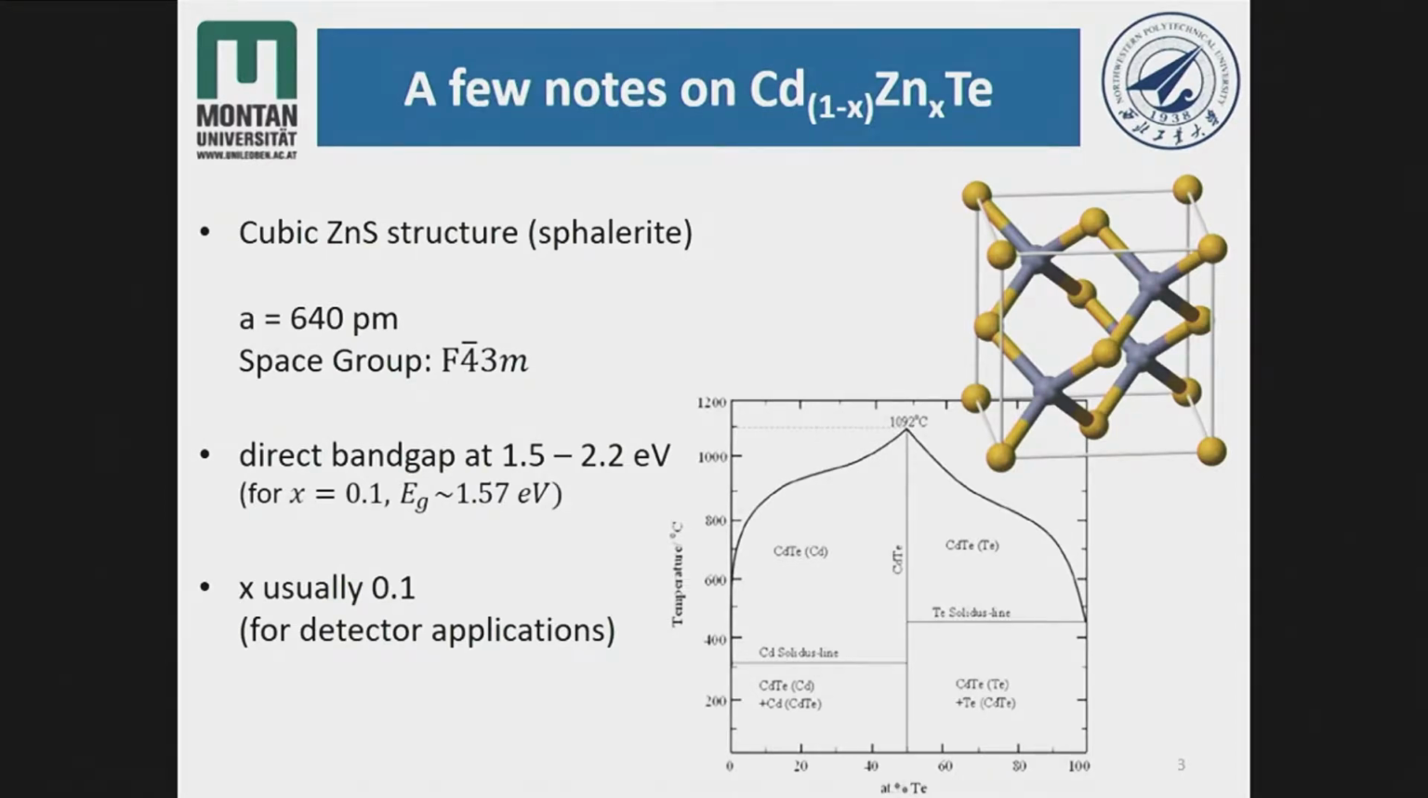It is a direct bandgap semiconductor, and you can tune the bandgap between 1.5 and 2.2 eV, depending on the zinc content. 2.2 eV is the bandgap of zinc telluride, and 1.5 eV that of cadmium telluride. For usual X-ray detection applications, you have x of about 0.1, so that means 10% zinc atoms within the crystal structure, 10% zinc and 90% cadmium. This leads to a direct bandgap of about 1.6 eV.